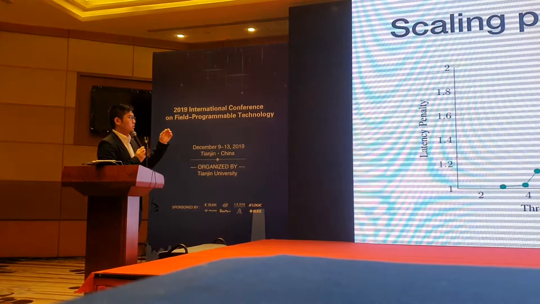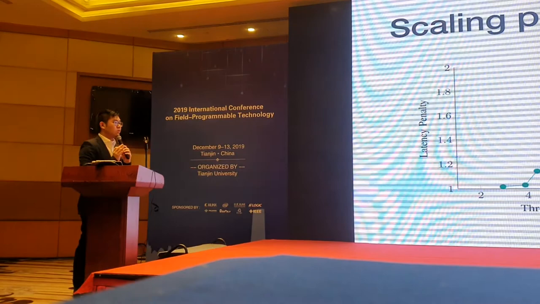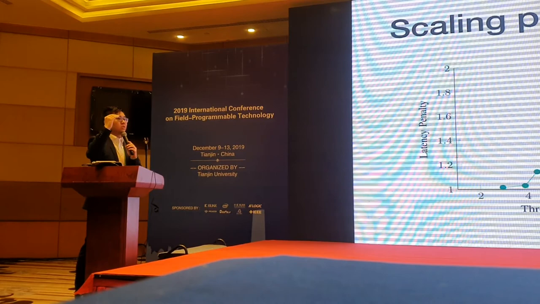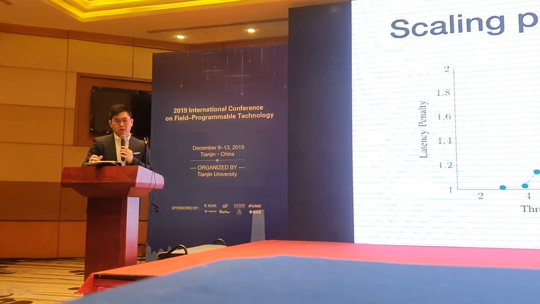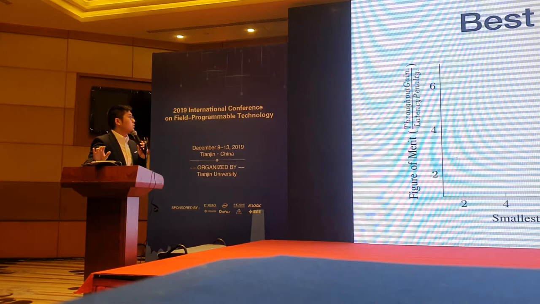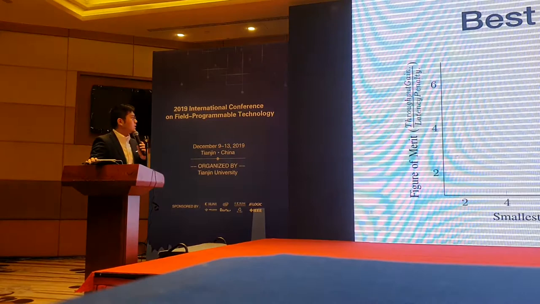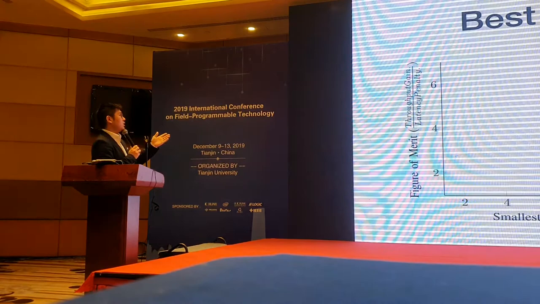I want to draw attention to these two straight lines. They indicate that after a certain partition count, when you increase the partitions, it only gives you more latency penalty and does not increase your throughput gain. Those are the optimum points we are looking for in this whole paper. We have run this on multiple networks, some of them from MLPerf. And then we have a figure of merit, which is basically throughput gain over latency penalty.